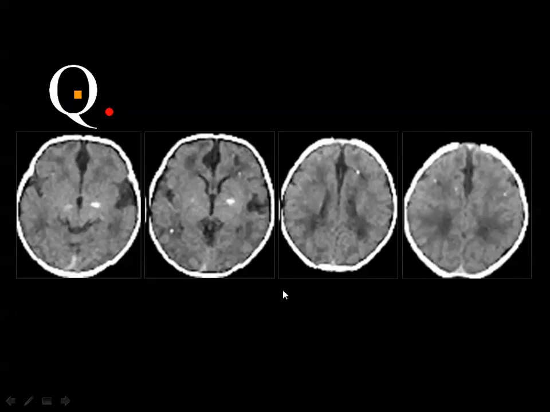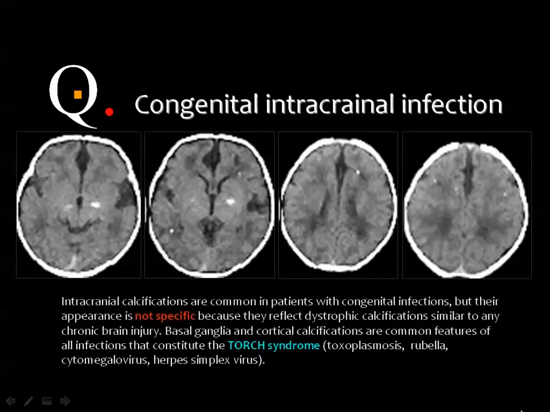Calcium around the ventricles is diagnostic of congenital intracranial infection, which includes the TORCH and others. TORCH stands for Toxoplasma, rubella, cytomegalovirus, and herpes simplex type 2.